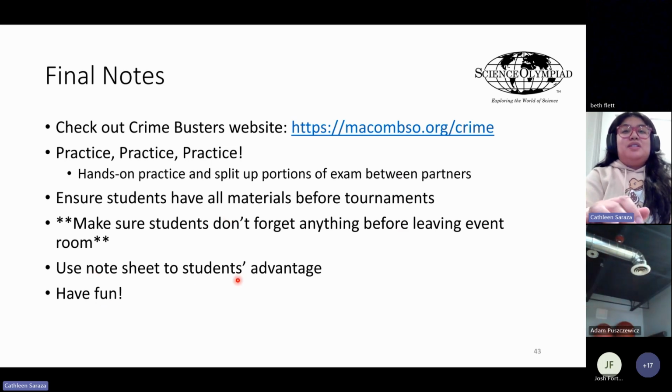Use the note sheet to the student's advantage. So meaning, whatever your students need help remembering, have it on the note sheet. It's there for you, so use up every square inch of that sheet of paper, both sides. And above everything else, have fun.